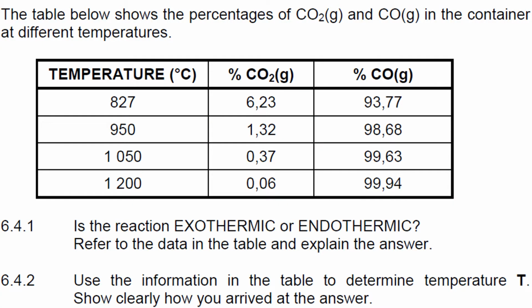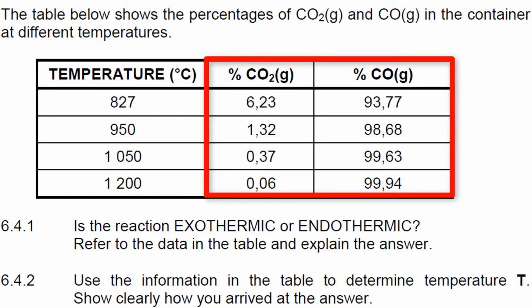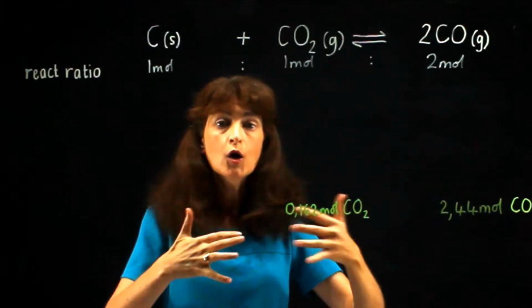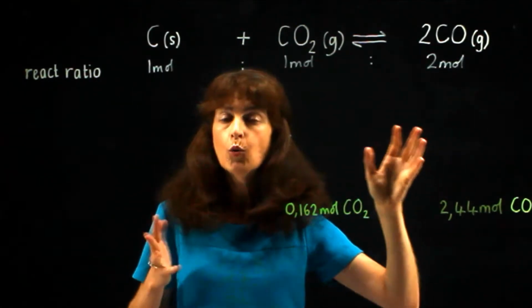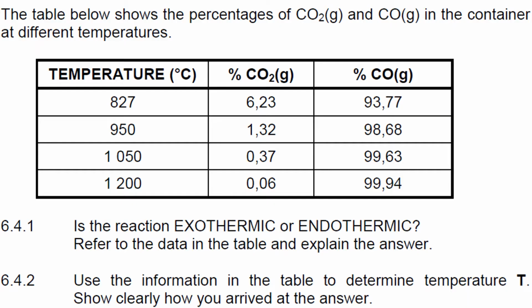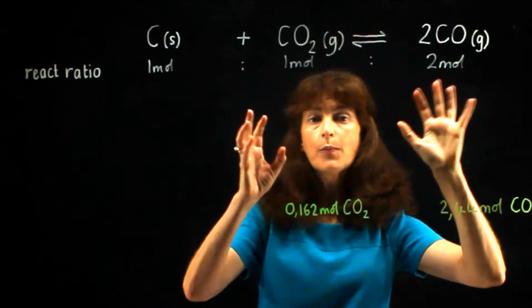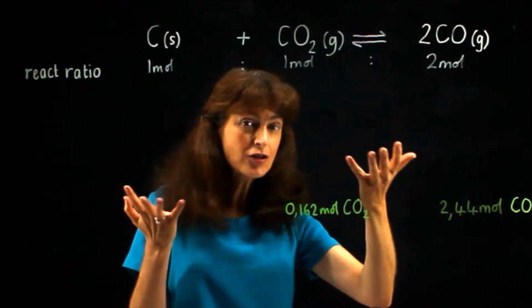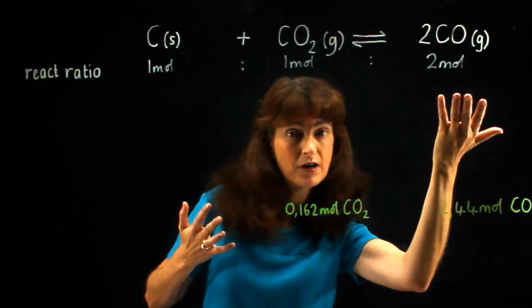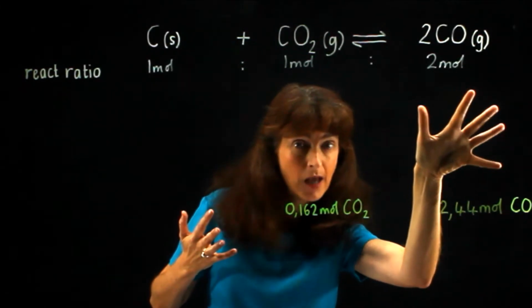Next, we're given a table of data about various temperatures and the relative amounts of carbon monoxide and carbon dioxide at each of these various temperatures. And from this data, we must deduce whether the forward reaction is endothermic or exothermic. What do we notice from this data? We notice that as the temperature increases, there's a greater fraction of carbon monoxide. In other words, a greater proportion of carbon monoxide compared to carbon dioxide. So that tells us that an increase in temperature favors the forward reaction, making more carbon monoxide.